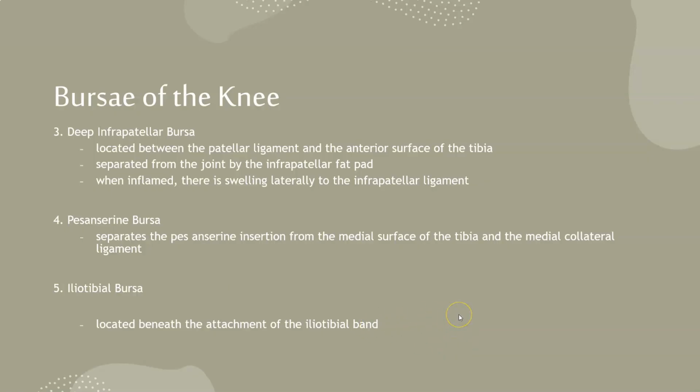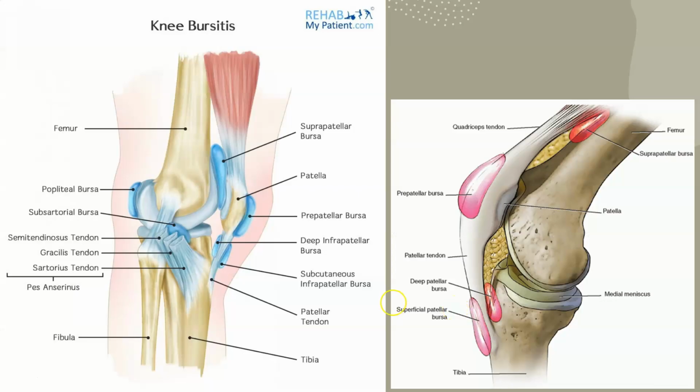The pes anserine bursa: all three of the muscles that make up the pes anserine are sartorius, gracilis, and semitendinosus. This pes anserine bursa separates the pes anserine insertion from the medial surface of the tibia, so it tucks underneath where the three meet. The last one is the iliotibial bursa, of course, which is beneath the attachment of the iliotibial band as it crosses over to attach onto the fibula.